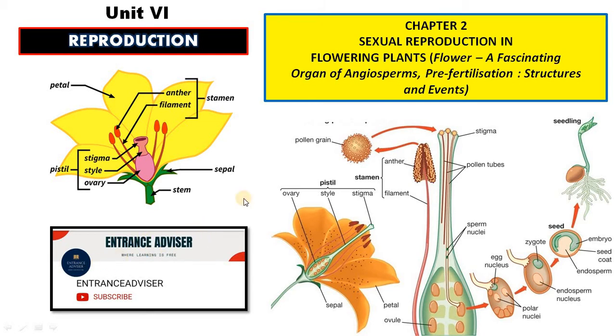Today's topic is Chapter 2, Reproduction in Flowering Plants. In this video, I will describe the anatomy and the pre-fertilization events of the plants.